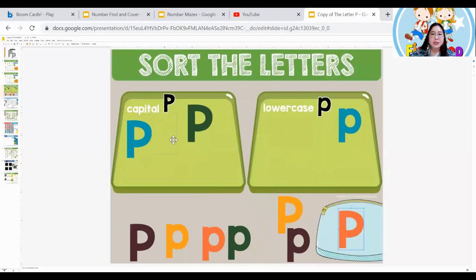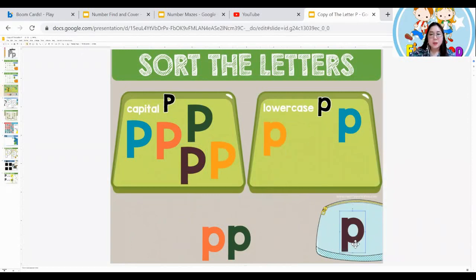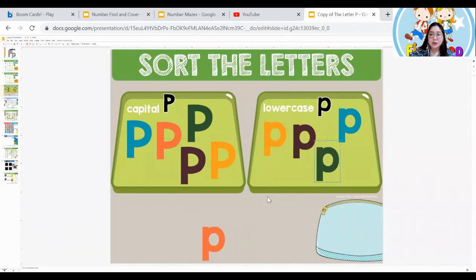Another capital letter P. Very good. This one? Another capital letter P. And how about this letter? Lowercase? Oh no, it's capital letter P. How about this letter? It's lowercase letter p. Very good. This one? Another lowercase letter p. How about this one? Another lowercase letter p. And lastly, this is lowercase letter p.